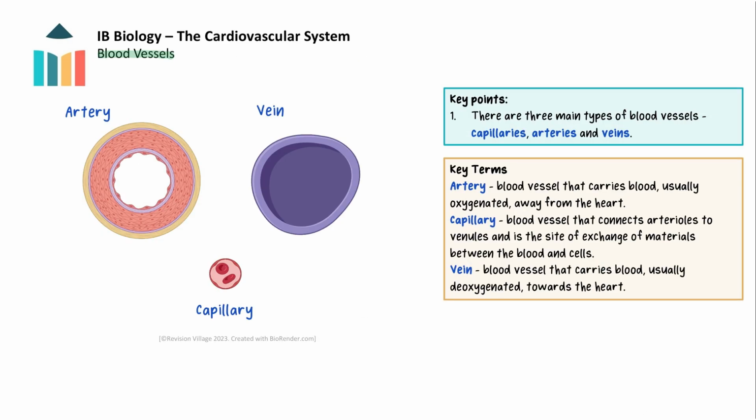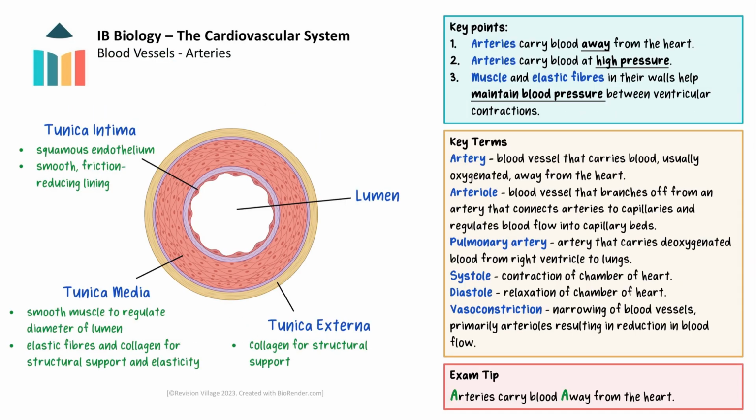The blood vessels in the body are grouped into three main types: capillaries, arteries, and veins. The arteries and veins consist of three layers. Here we are looking at an artery. The outer layer, the tunica externa, is made of connective tissue, primarily collagen fibres, which provide structural support and shape. The middle layer, the tunica media, is composed of smooth muscle cells, which are responsible for regulating the diameter of the artery and thus controlling blood flow and blood pressure.